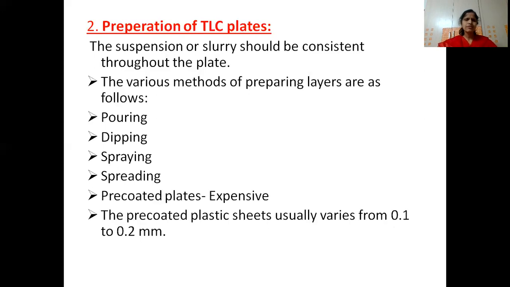We can also have some pre-coated plates. Pre-coated plates are available in the market, which are expensive. These pre-coated plastic sheets usually vary from 0.1 to 0.2 millimeters. So a very, very thin layer of the stationary phase will be coated on those plastic sheets. But they are very expensive, though we can use them in our research.